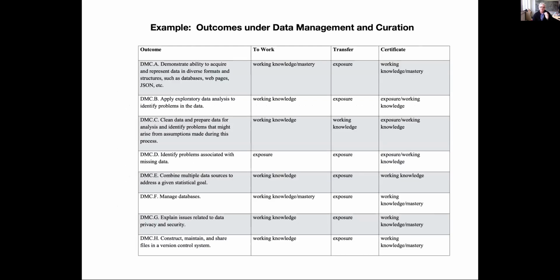So this slide, I apologize, it has lots of words, and we wanted to show you one example of what the outcomes actually look like. These outcomes are under the data management and curation category, and we chose this category to show you because this is one of the categories of outcomes that show stronger differences and help you see the differences between the three types of programs.